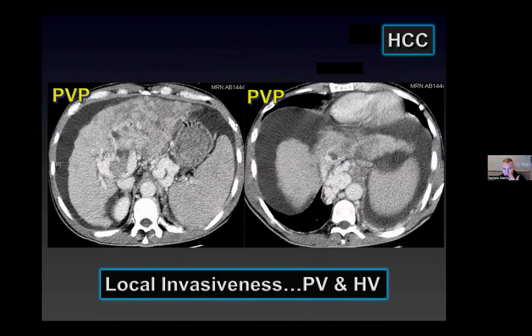Another example, this is showing you a very large HCC, which is basically affecting almost the entire left hepatic lobe. And what I wanted to show you in this example is extension of the tumor into the portal vein, as well as extension of the tumor into the hepatic veins. Again, just to reinforce the fact that HCC has a very high tendency to invade the local vascular structures.